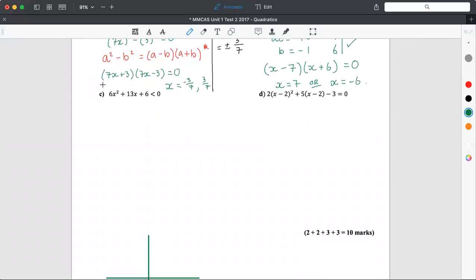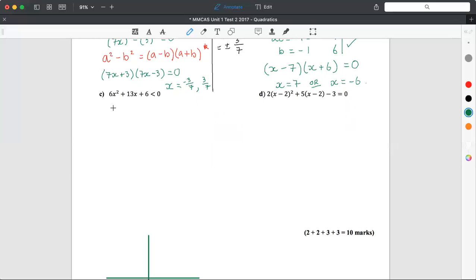Next one is an inequality, so this is reasonably fresh to people. So let's have a go at this one. Remember, what we need to do when we have an inequality is to solve it as if it was normal, and then find those x-intercepts and then draw a graph and then interpret that graph. So let's have a go.